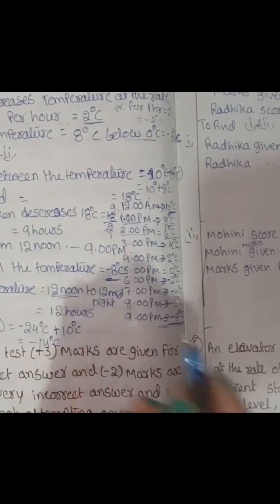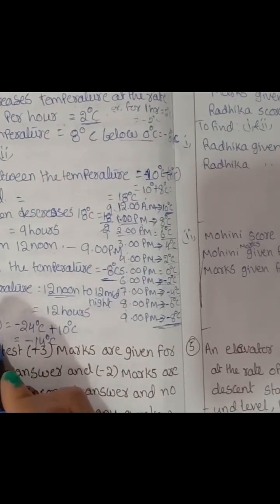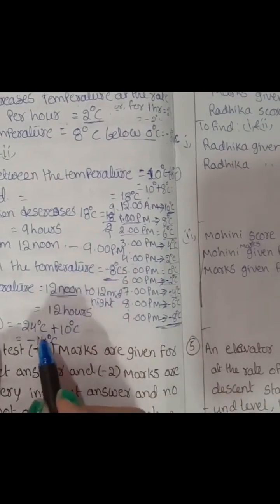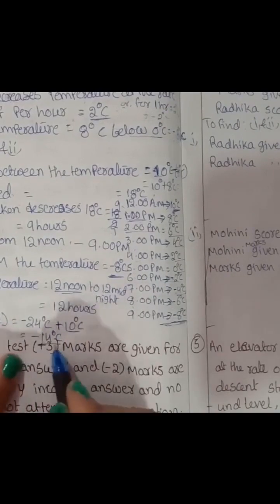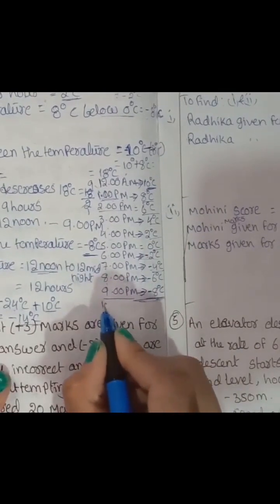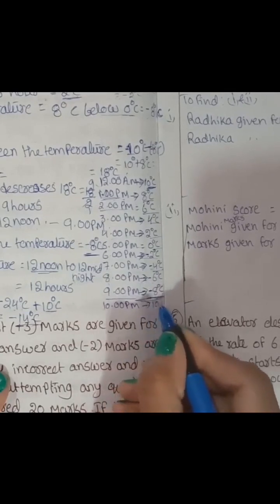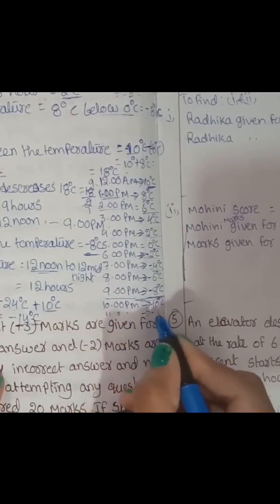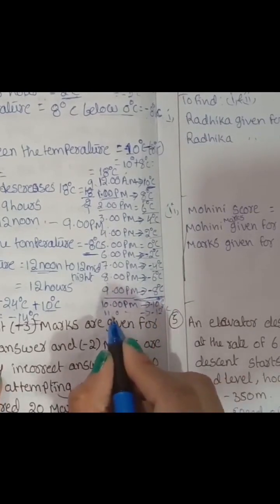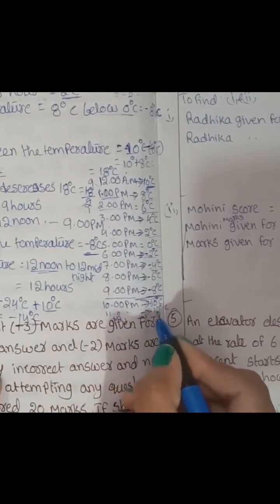Okay? At midnight, 12 hours, each hour decreasing 2 degrees, so that's 24. At 12 noon the temperature is 10 degrees, so it is minus 14 degrees. Otherwise, write it out: 9 PM, then 10 PM is minus 10 degrees centigrade, 11 PM is minus 12 degrees centigrade, and 12 is minus 14 degrees centigrade only.